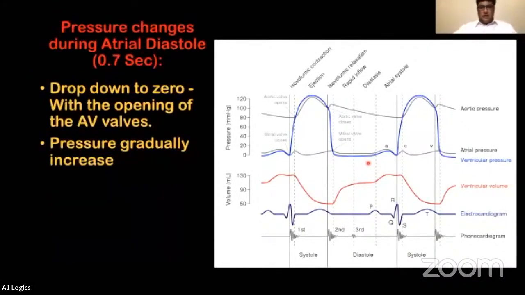Now, the diastole phase, the atrial diastole, it is 0.7 seconds. It just relaxes. There is nothing that is going to happen here. As soon as the atrial systole is over, this is the diastole, the bold line.